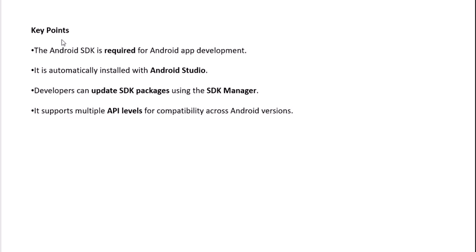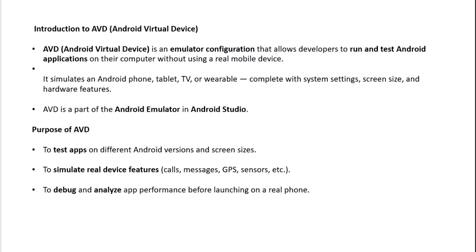Key points of SDK. The Android SDK is required for Android app development. It is automatically installed with Android Studio, and a developer can update the SDK packages using the SDK Manager. It supports multiple API levels for compatibility across Android versions.